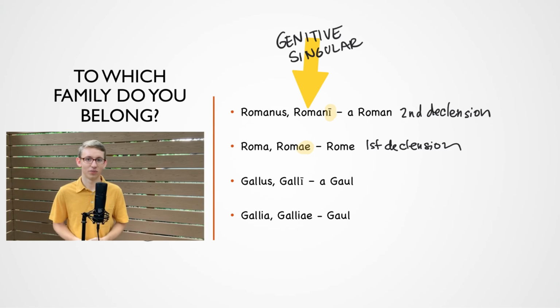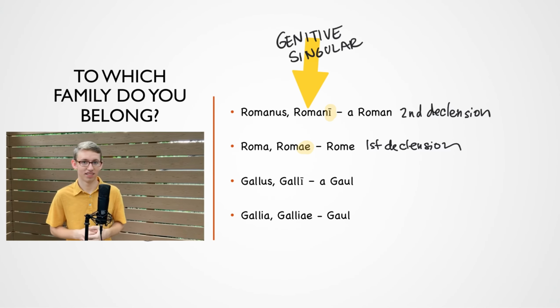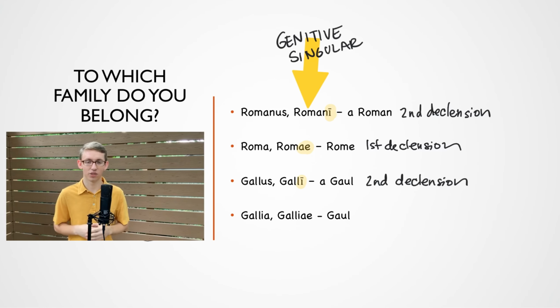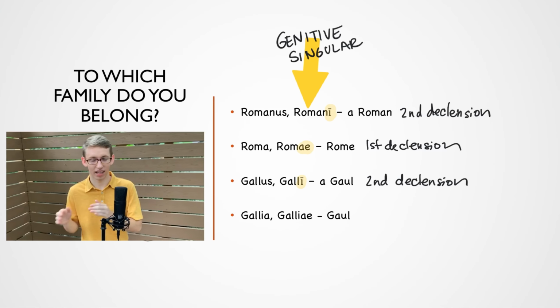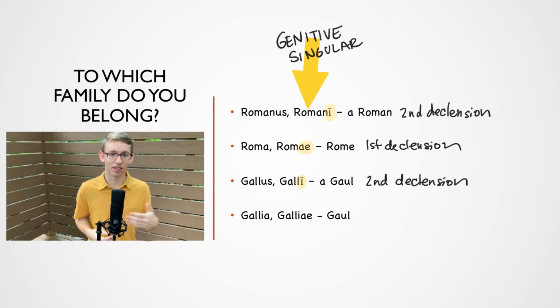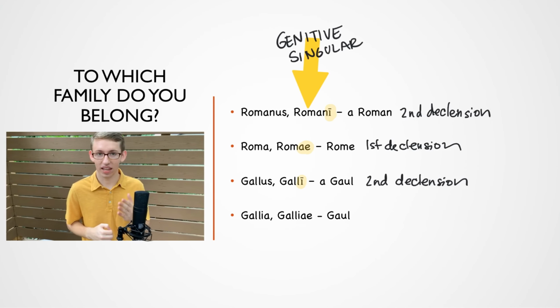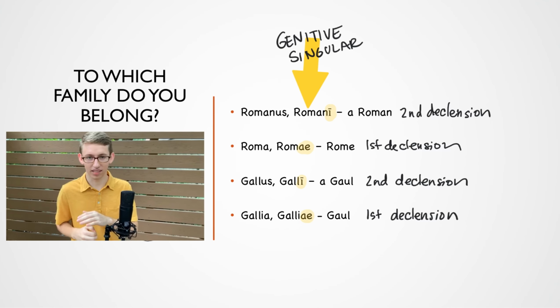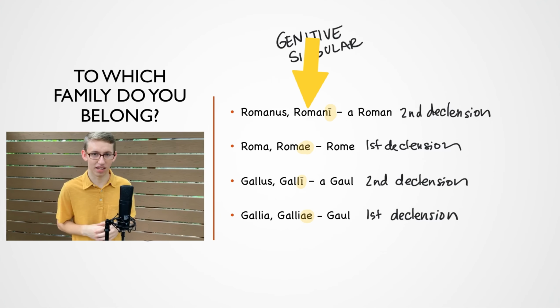Next one, we have Gallus, Galli. You look at that I with a macron, see, second declension. Boom, right away. That one means a Gaul, as in a person. And now we have Gallia, Galliae. We look at that AE, we say first declension. You can identify it right away. That means the place, Gaul, which was basically ancient day France.